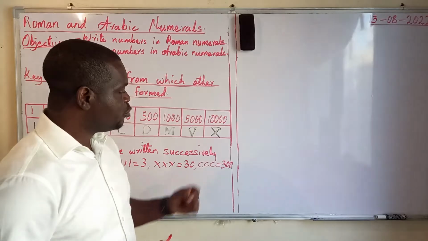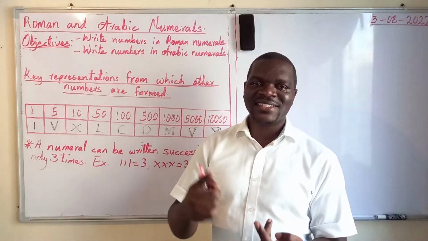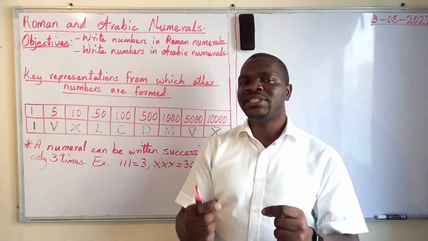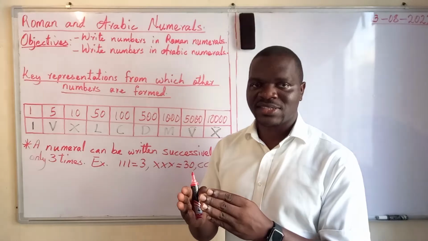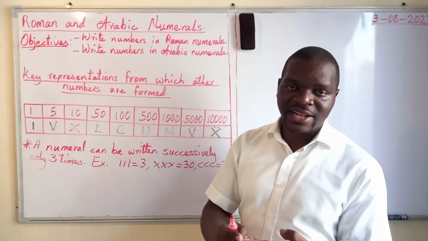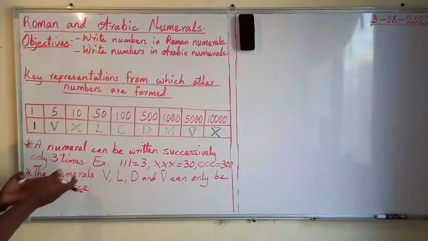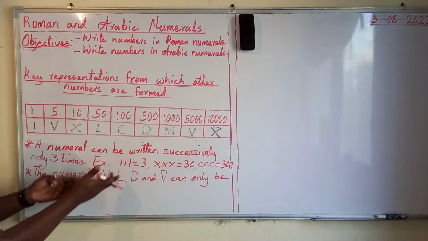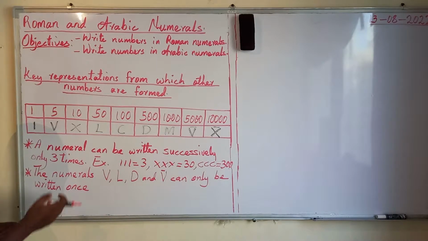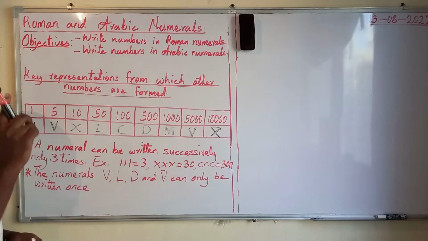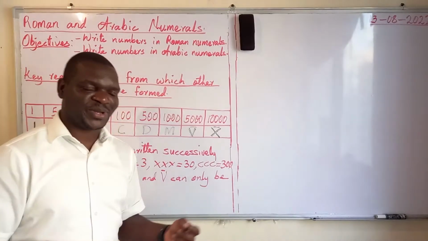The next rule states that the numerals V, L, D, and V bar can only be written once. Out of these numerals, there are some that can only be written once. These numerals can only be written 1 time. If you look at this second rule, you will realize that here we have some numerals that can be written 3 times, 2 times, and so on. But these other numerals can only be written once. You cannot find them appearing successively 2 times or 3 times.